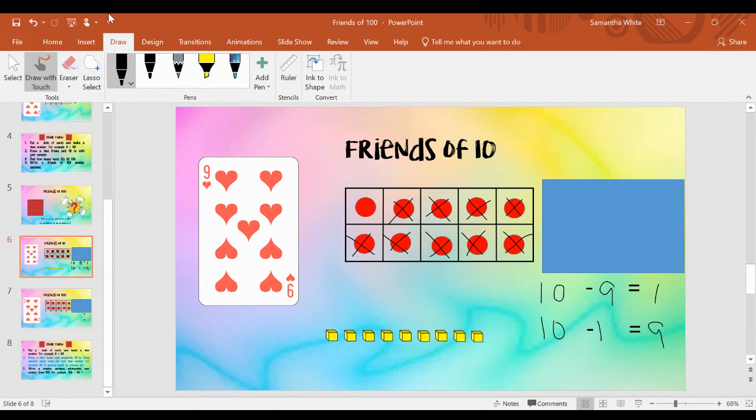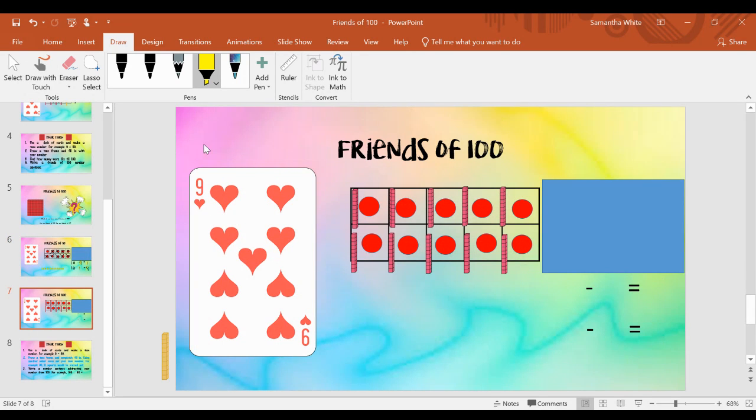Now you're probably thinking, what does this have to do with our friends of 10? Well, we have two numbers that are our friends of 10. We have our 9 and our 1, which are friends of 10. So we are looking at our friends of 10, but with subtraction. We're subtracting these numbers.